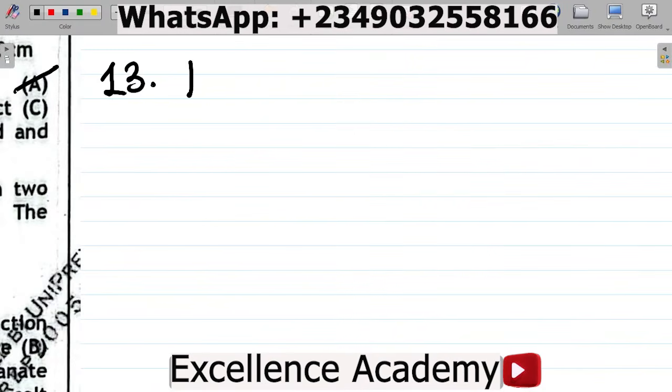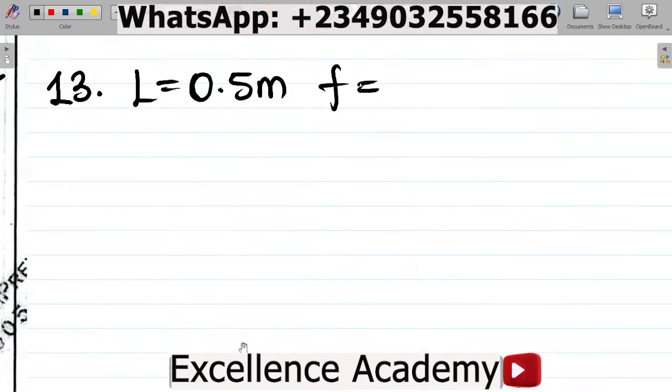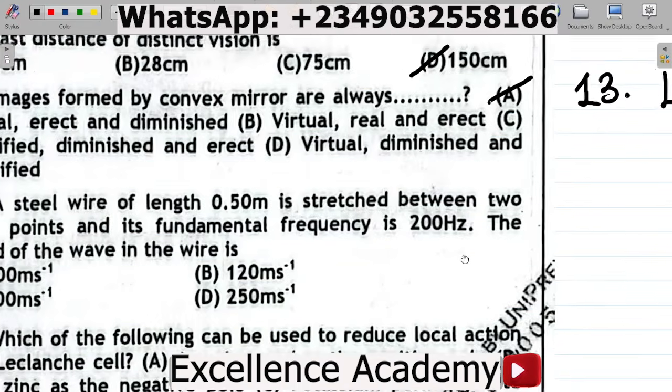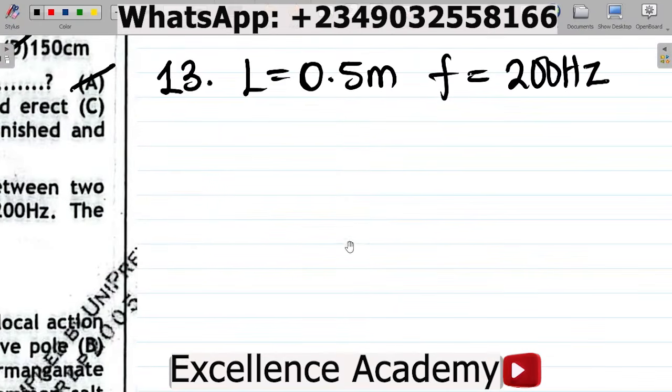So length L is equal to 0.5 meters, frequency F is 200 hertz. This, and we are asked to find the speed of the wave. So how do we find the speed of the wave?